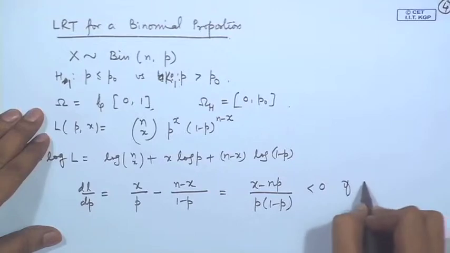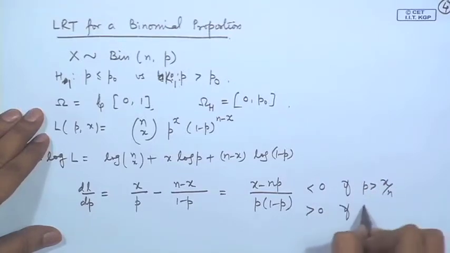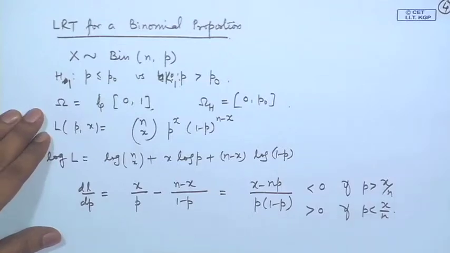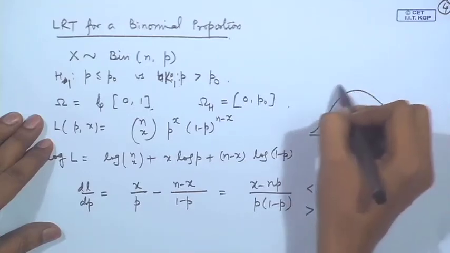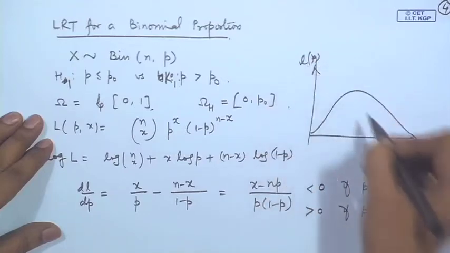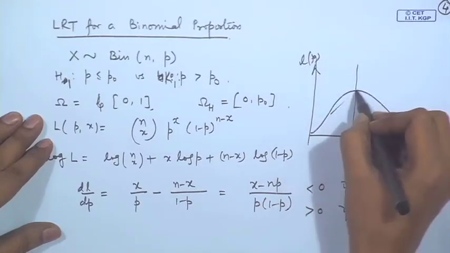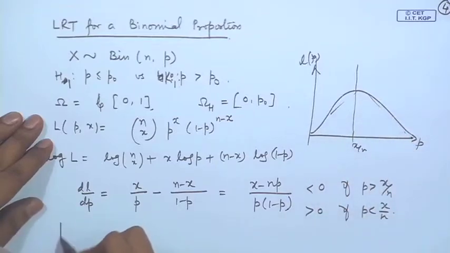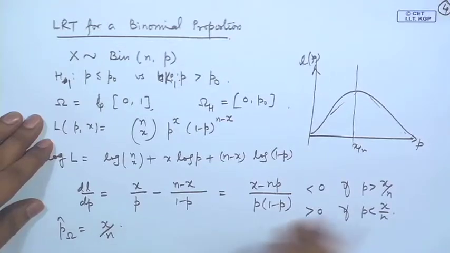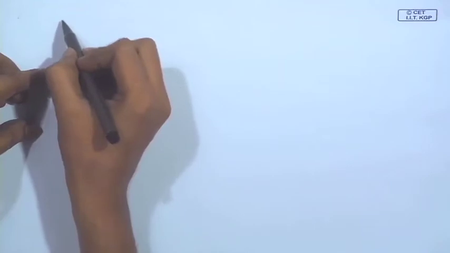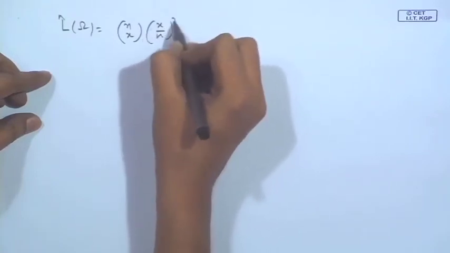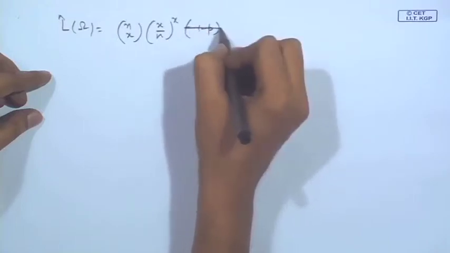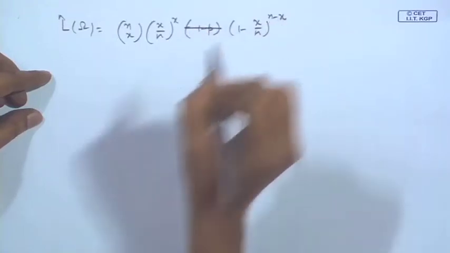This is less than 0 if p is greater than x by n, and it is greater than 0 if p is less than x by n. So, if we look at the behavior of L(p), this side we are having L(p). So, up to x by n, this is increasing and thereafter it is decreasing. So, p hat omega is equal to actually x by n, and therefore, the L hat omega, that is equal to nCx (x by n) to the power x (1 minus x by n) to the power n minus x.